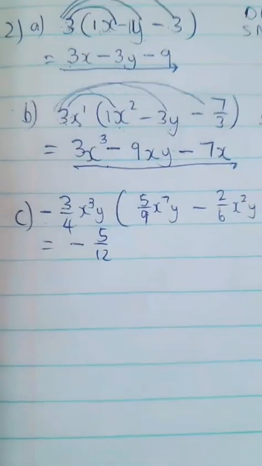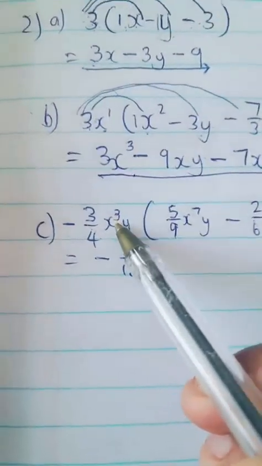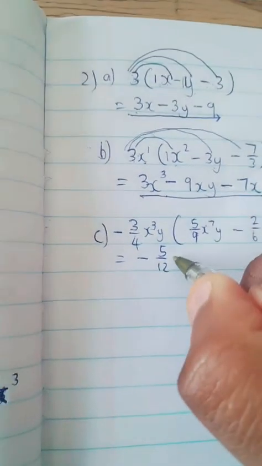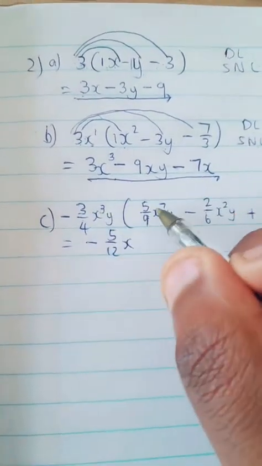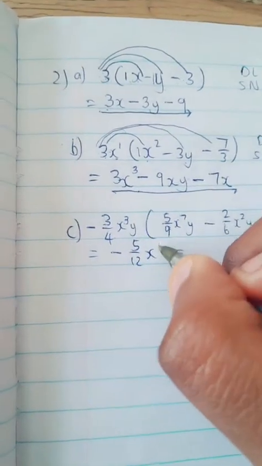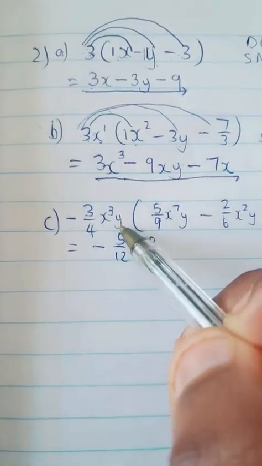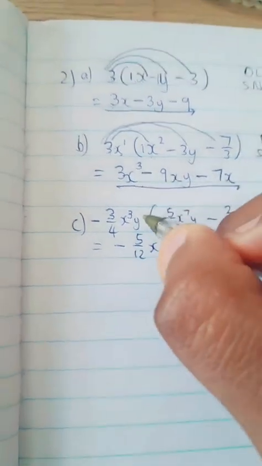Done with the number. Let's move on to the letters. x to the power 3 times x to the power 7. Bases are the same, we keep the base and add the exponents. 3 plus 7 is 10. y to the power, there's a 1 there.